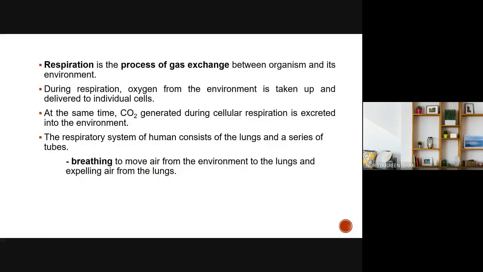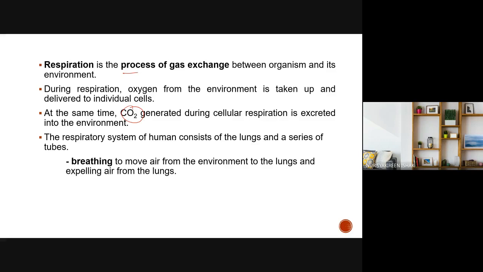Okay, so respiration. This is the definition for respiration. It is the process of gas exchange between an organism and its environment. So during respiration, oxygen from the environment is taken up and delivered into individual cells, so that every cell is supplied with oxygen to carry out cellular respiration to generate energy in the form of ATP. And the byproduct is carbon dioxide. At the same time, carbon dioxide generated during cellular respiration is excreted into the environment during exhalation.